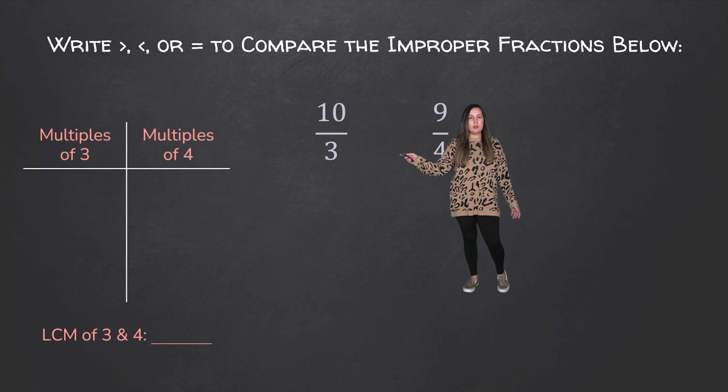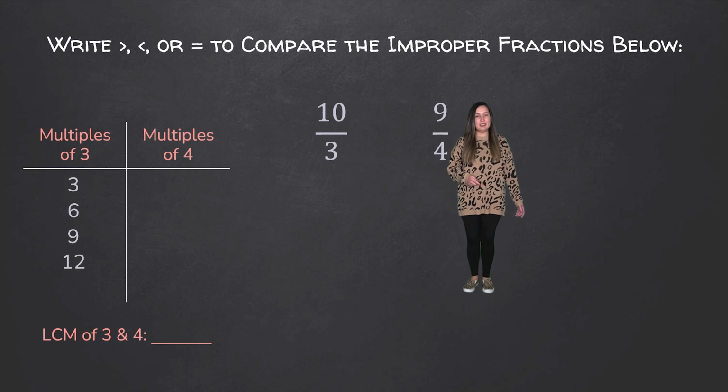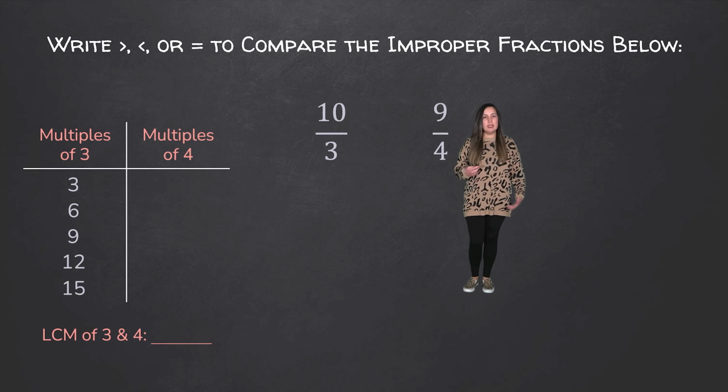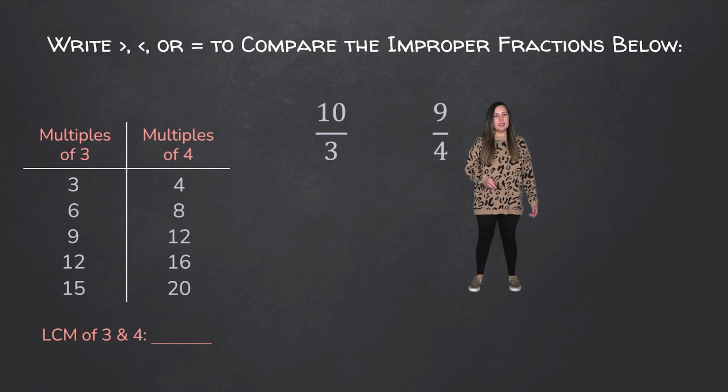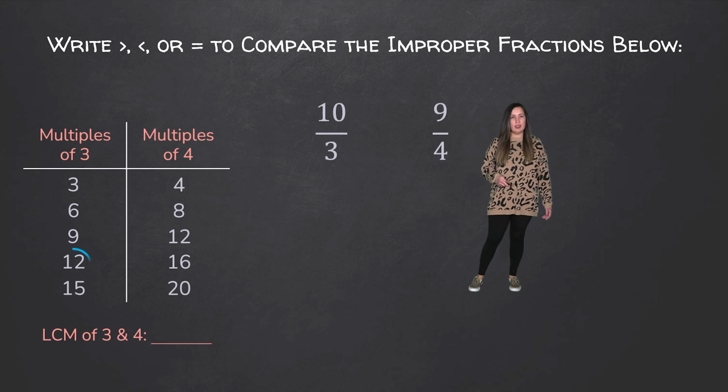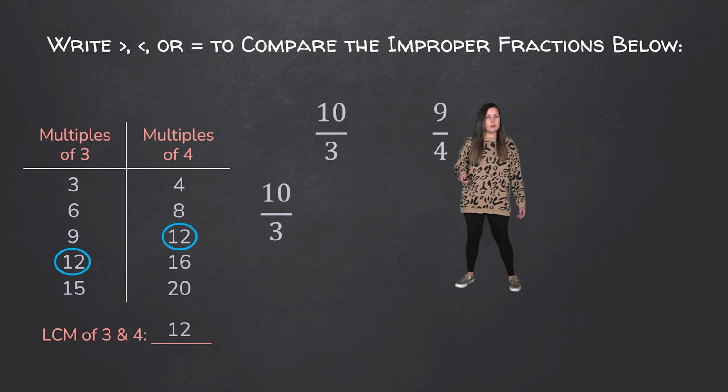So our multiples of 3 are 3, 6, 9, 12, 15, and so forth. And our multiples of 4 are 4, 8, 12, 16, 20, and so forth. So our least common multiple in this case is 12 because that's the smallest multiple that both of these have in common. So we're going to take each of these fractions and make sure they have a denominator of 12.